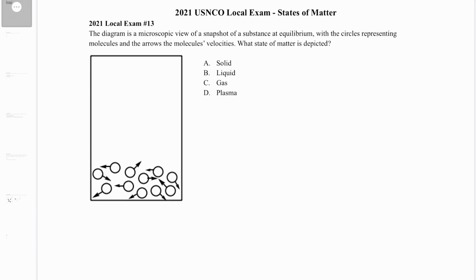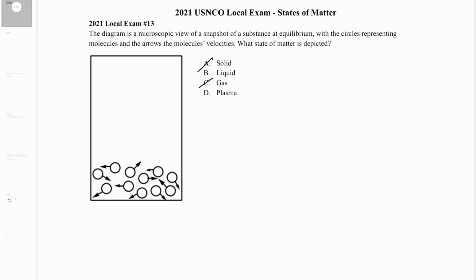The diagram is a microscopic view of a snapshot of a substance at equilibrium, with the circles representing molecules and the arrows the molecules' velocities. What state of matter is depicted? Well, in this diagram, you obviously have molecules that are a little bit spaced apart. The fact that they're spaced apart and the fact that they have some sort of velocity means that it's not going to be a solid.